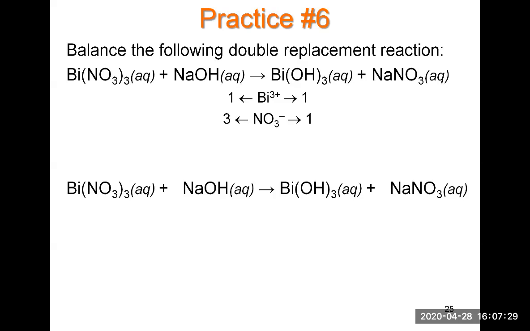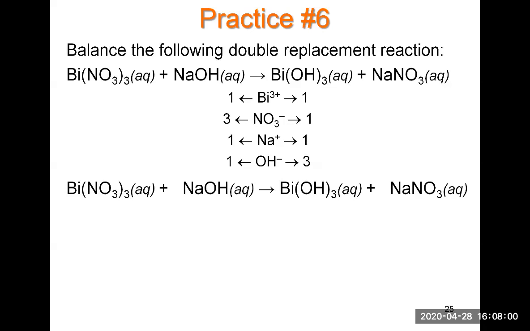Next, let's count the sodium. We have 1 sodium on the left, 1 sodium on the right. And then the hydroxide ion, OH-. There is 1 on the left associated with the sodium and 3 on the right associated with the bismuth. So when you have polyatomic ions, like here you have 2, the NO3 -1 and the OH -1, you want to start with them.